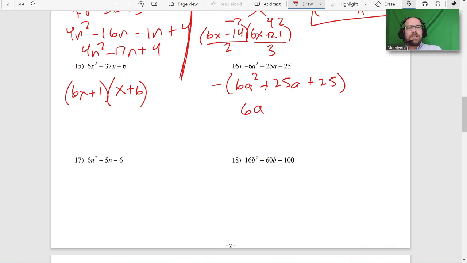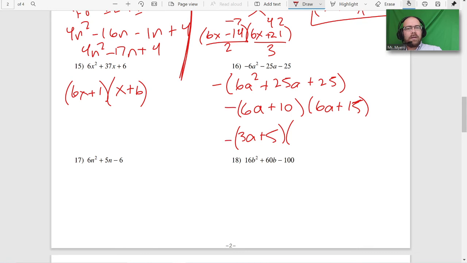So 6a, the factors are 10 and 15, plus 10. 6a plus 15. And that's a 5. And then we would divide this one by 2. 3a plus 5.